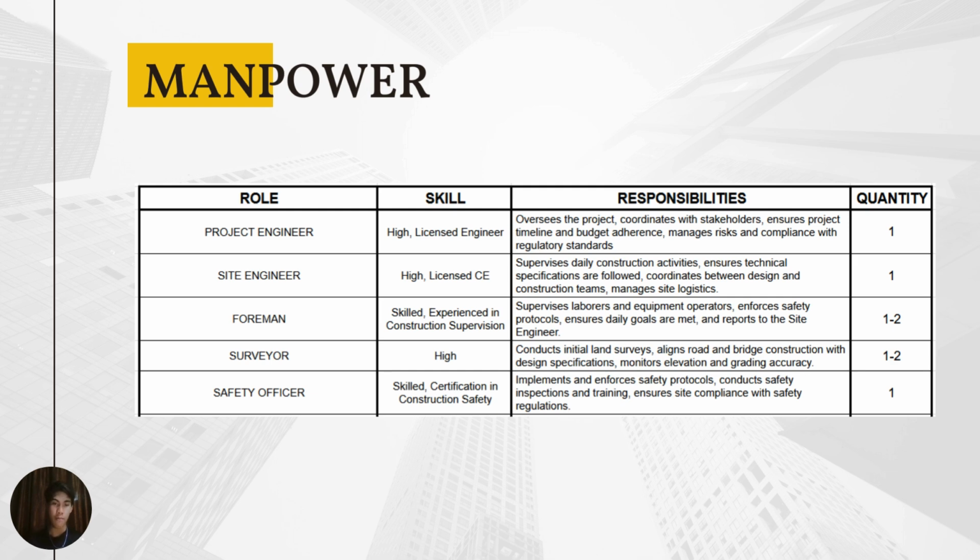Next, we have manpower. For the roles, we have here the project engineer, which requires a high skill level and needs to be a licensed engineer. There is only one project engineer in this project. Next is the site engineer. The same skill level is needed as for the project engineer, and must be a licensed civil engineer. Only one is needed for this project.